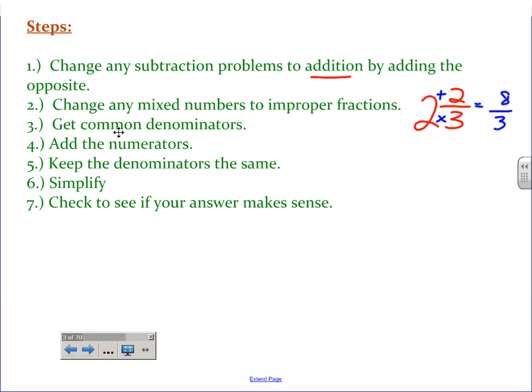Our third step is to get common denominators. After we get common denominators, we will add the numerators. The denominators stay the same. Then we will simplify and check to see if our answer makes sense. So let's take a look at our first problem.